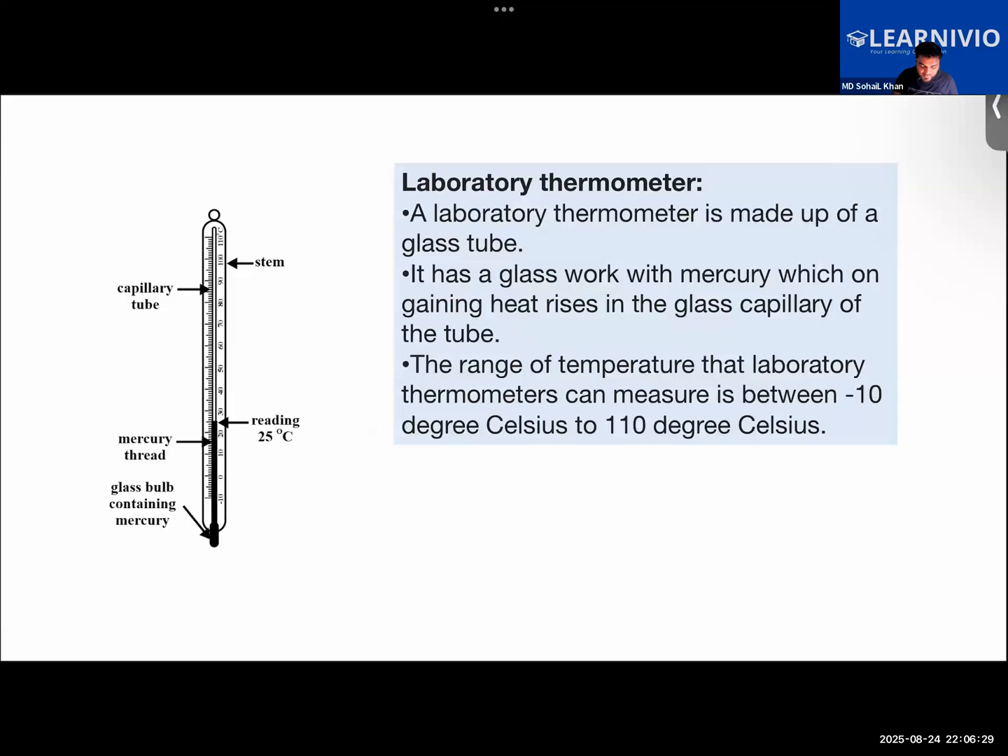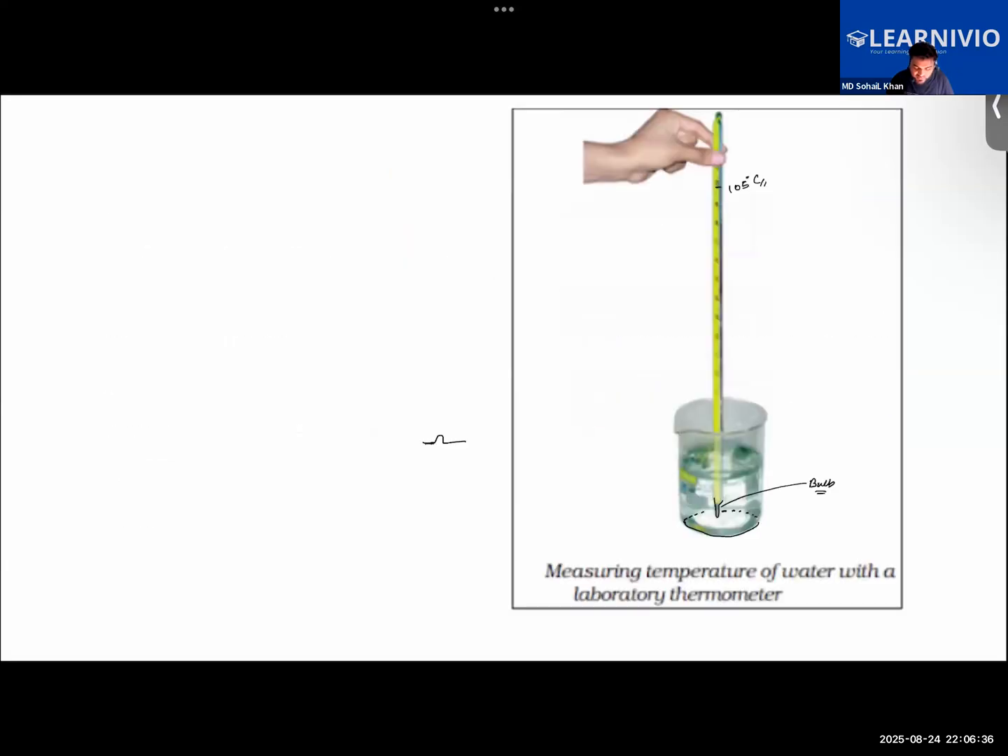So this too has a glass like the capillary tube. While we'll be putting it into this solution, like some chemical solution, we should make sure that the bulb does not touch the base. Otherwise, it might break or there will be error in the reading. The bulb should not touch the base.